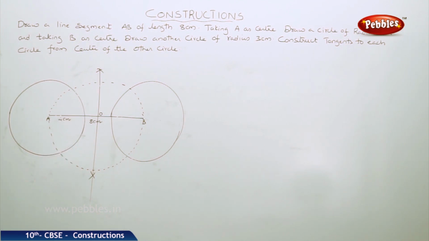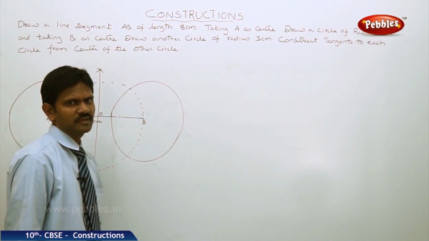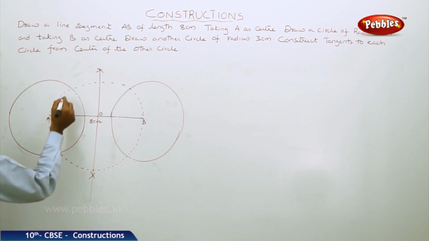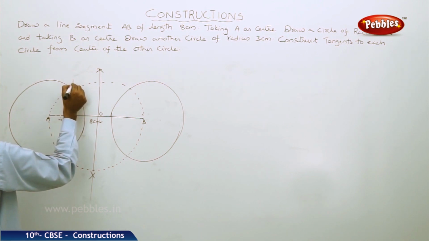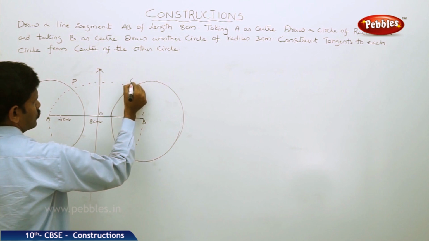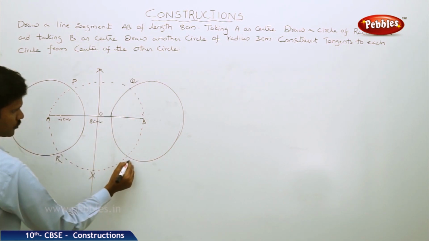Now this circle touches at the points P, Q, R and S.